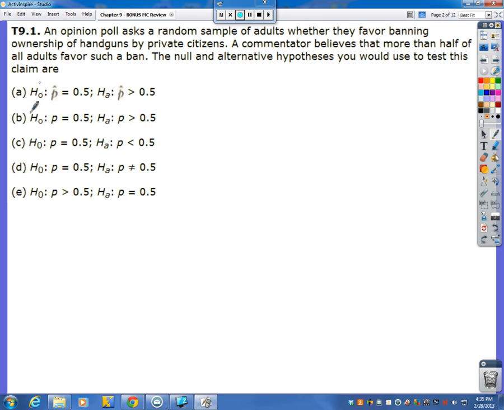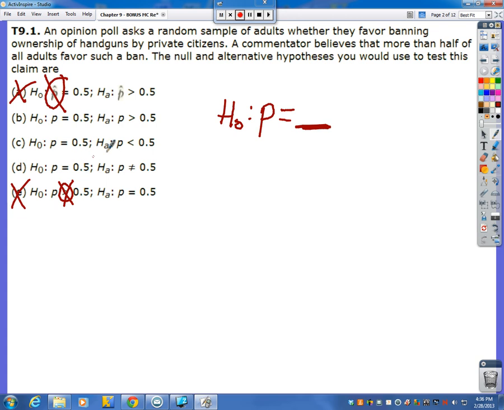Now, we can look through these options before we even start to see which ones are definitely wrong because they're written wrong in general. The main thing to remember here is that, since we're dealing with proportions, the null hypothesis is always about the population proportion, just p, and that p needs to equal some value. So we can first go through and ask, which null hypotheses don't say p equals? A says p hat, so this is wrong. This one says p equals, p equals, p equals. P is greater than. We can't have a greater than sign in the null hypothesis, so that one's wrong.